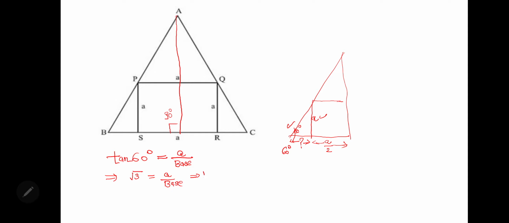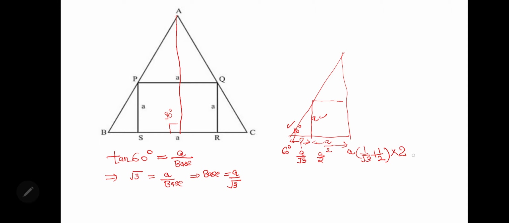So can I say that my base would be a by root 3, correct? Okay, so this is a by root 3, this is a by 2. What is the total half length of this triangle? If I take it as 1 by root 3 plus 1 by 2, this is the half.